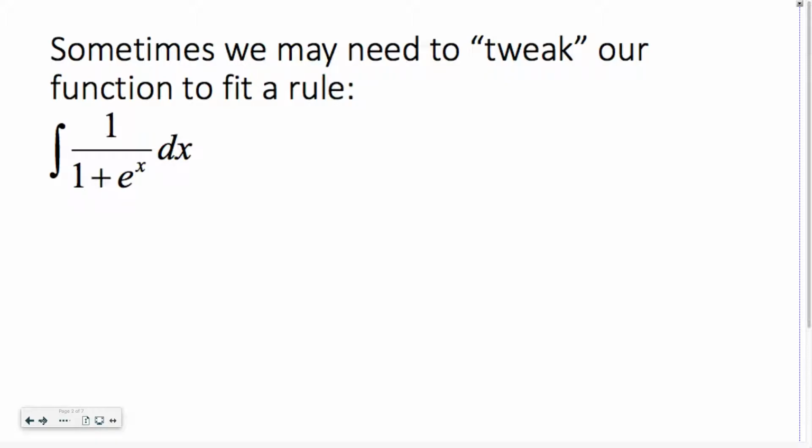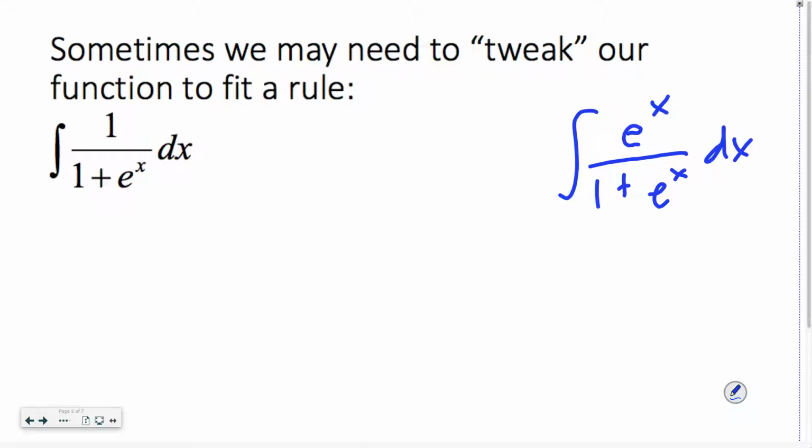So don't write this down. But if we had e to the x over 1 plus e to the x dx, would this be something we could do u substitution on? Yes. Could we do u substitution on this? Okay. I thought you're supposed to do always like the inside of e though as u.